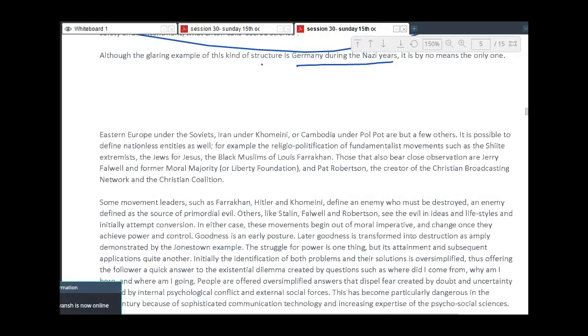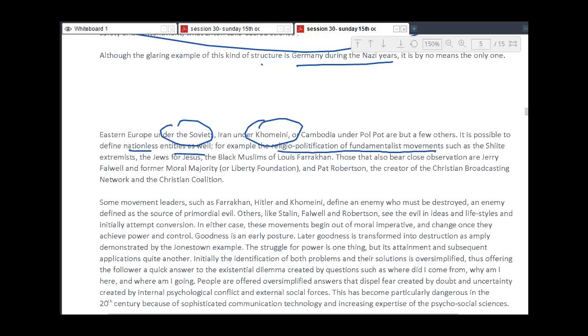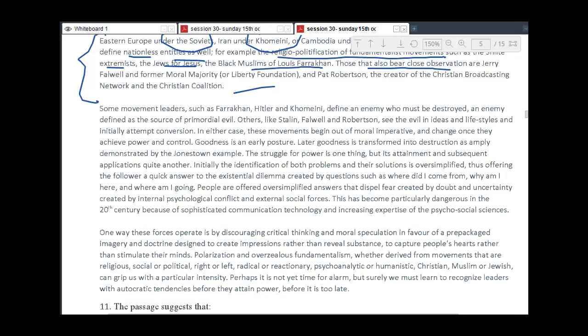Eastern Europe under Soviet, Iran under Khomeini, Cambodia under Pol Pot. All these basically are dictators, and the people have been under them. It is possible to define nationless entities as well, for example, religio-political fundamentalist movements such as Shiite extremists, Jews for Jesus, Black Muslims under Louis Farrakhan. Those that also bear close observation are Jerry Falwell and many other examples. What are these examples? The kind of people who try to capture the attention of the masses in a negative way. Should I focus too much on the examples unnecessarily and waste my time?